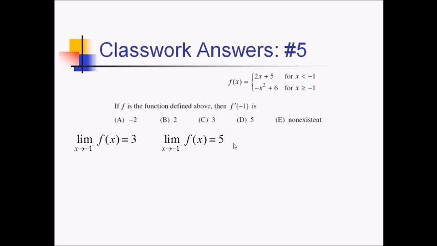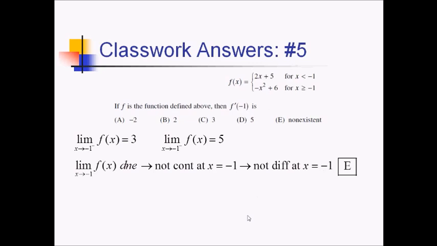And we see right away we're kind of dead in the water here. These limits don't match, so that means our overall limit as x approaches -1 is DNE, does not exist. If the limit does not exist, we're not continuous at x equals -1. And if we're not continuous at x equals -1, we're not differentiable at x equals -1. And if we're not differentiable, it means we can't take the derivative at x equals -1. So this is E, nonexistent.